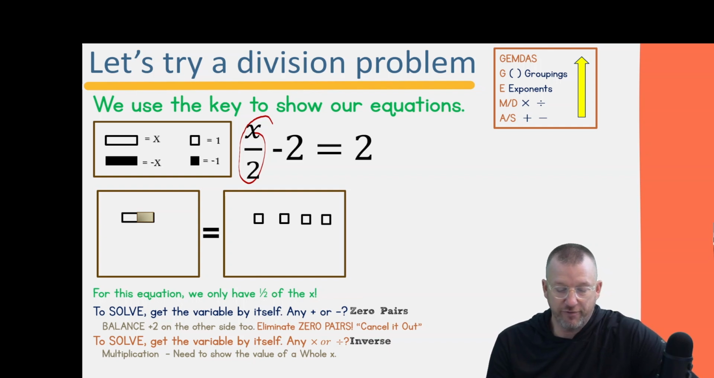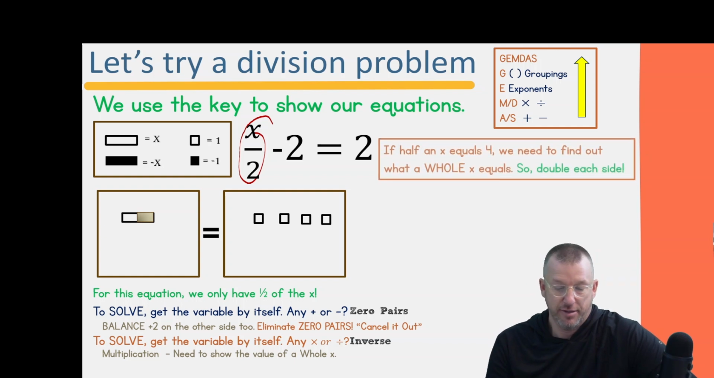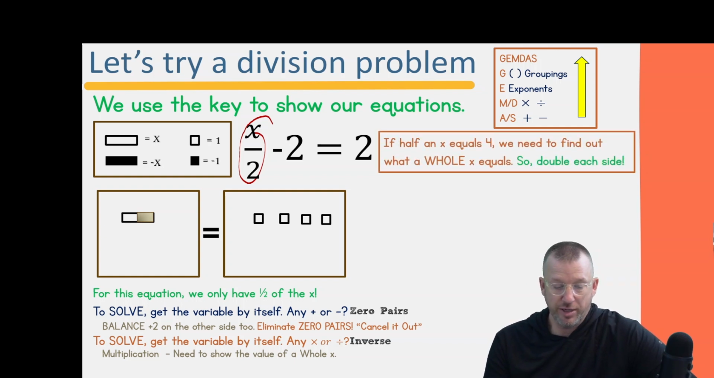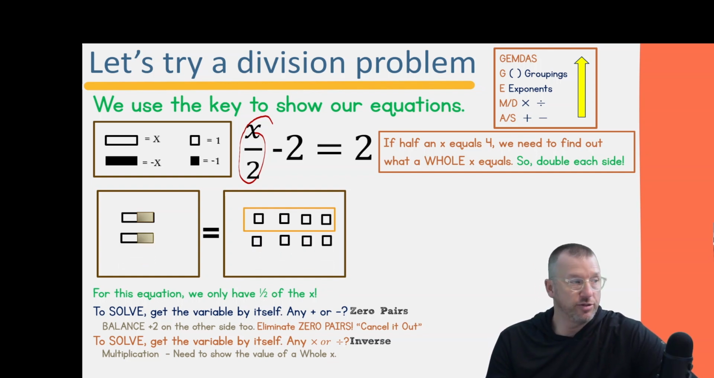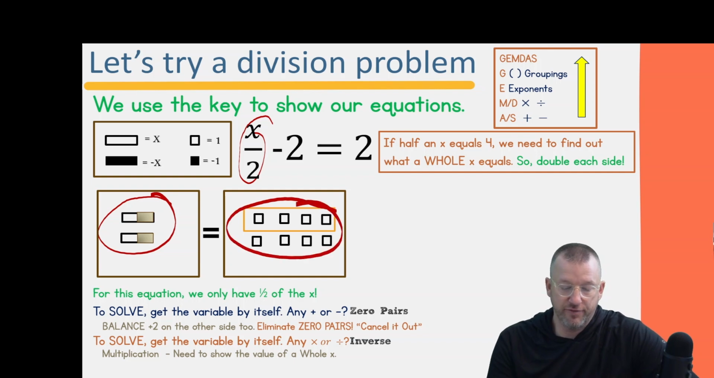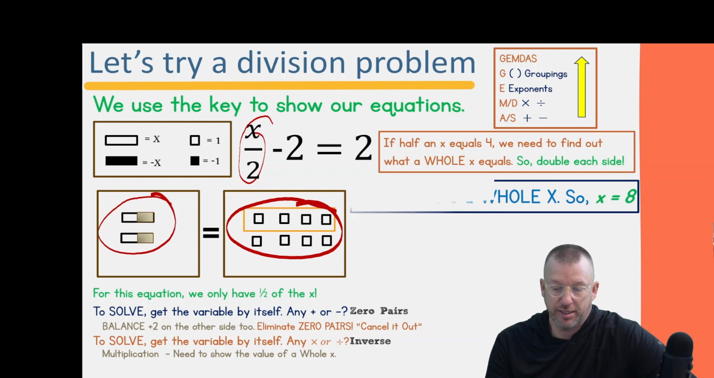We need to show the value of a whole x. So half of an x equals 4. Let's double the half so that we can get the value of a whole x. If I have a half and a half, that equals a whole. So now our whole equals all of these. So 1 whole equals 8. Okay, so now we have a whole x, so x equals 8.